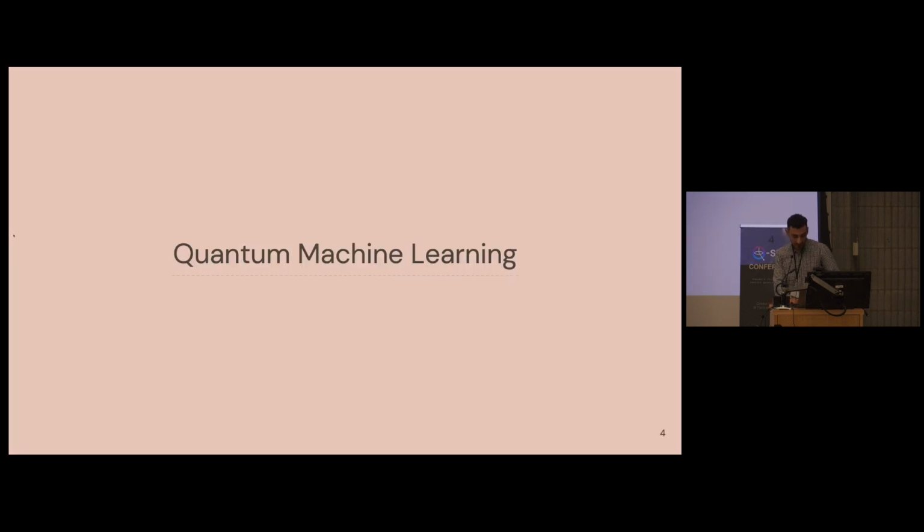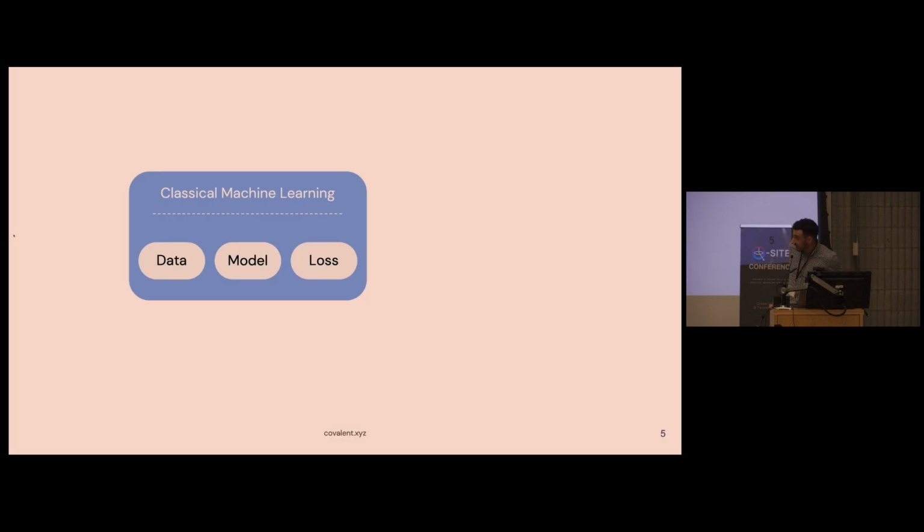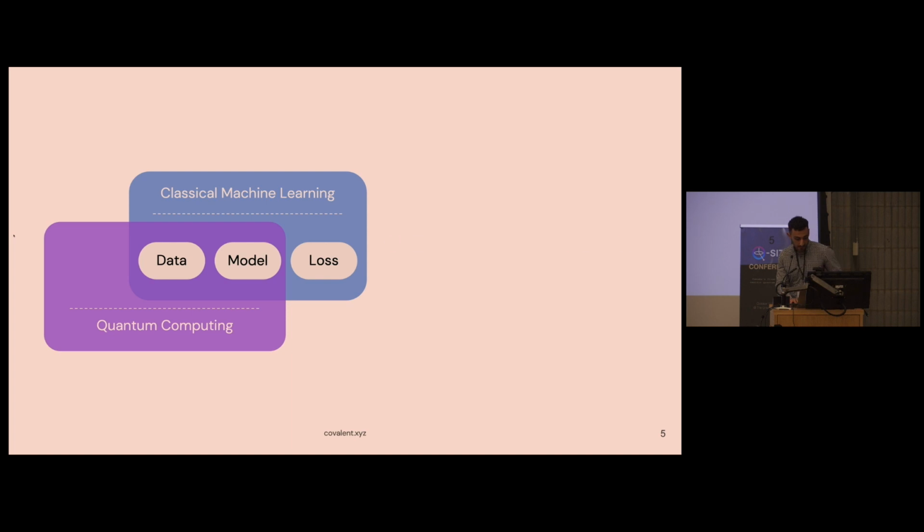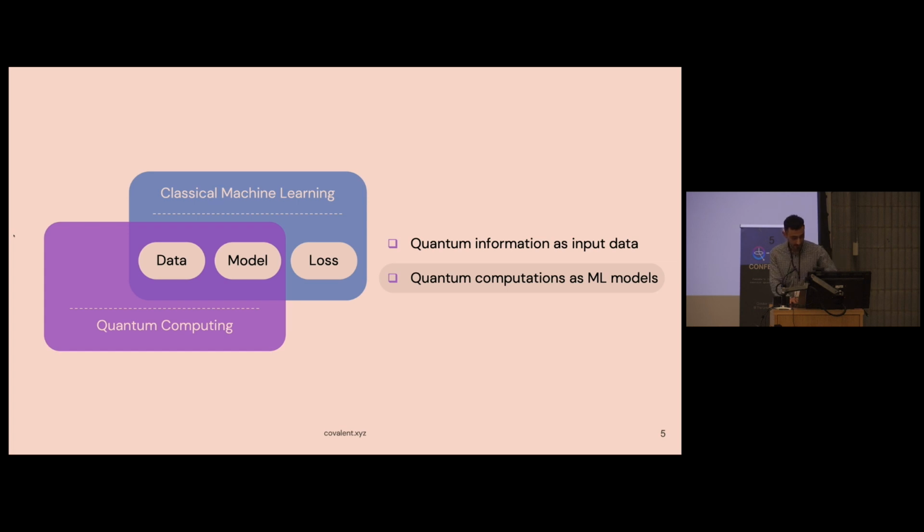Okay, so quantum machine learning. We tend to think of machine learning, on a very high level, as consisting of these three things, which are some sort of input data, a model, and a loss function. So the way that quantum computing overlaps with this is typically like so. We can look at quantum information as being the input data, and we can look at quantum computations as machine learning models. So in this talk, I will focus on the latter, though the first is also a very interesting topic, maybe just a little bit outside the scope.